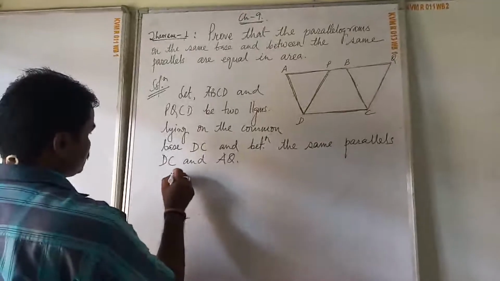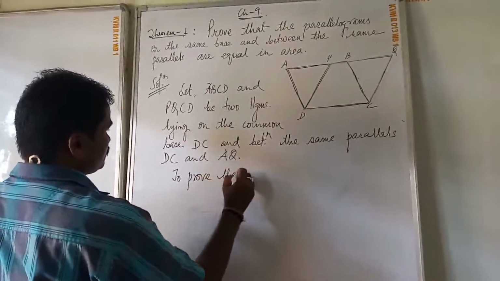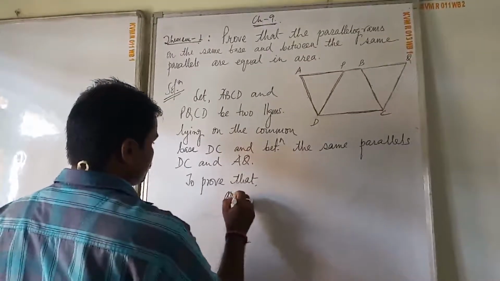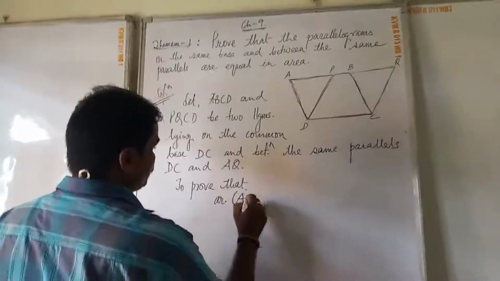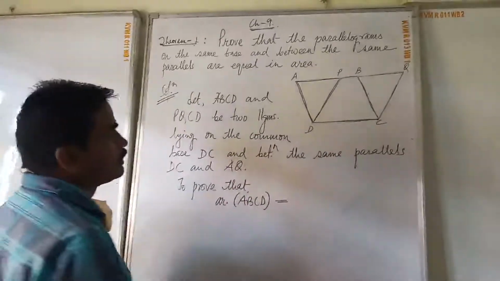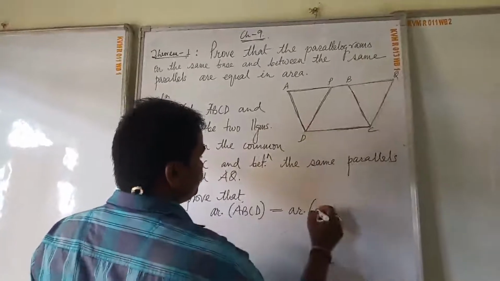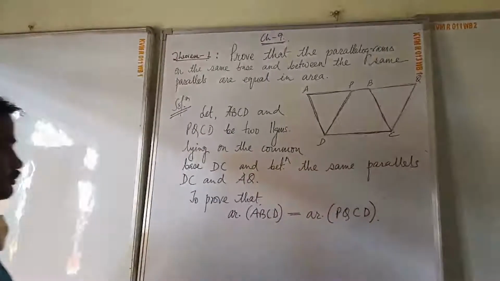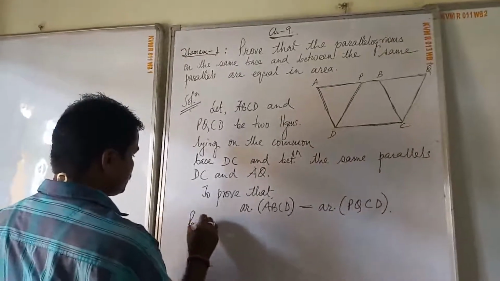What to prove? To prove that area of ABCD equal to area of PQCD. This we have to prove. Proof part starts here.